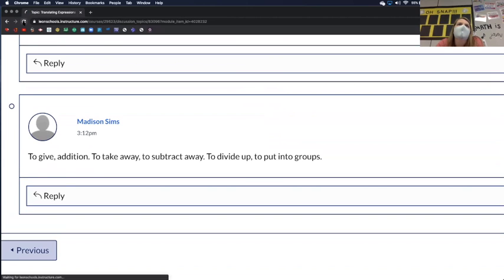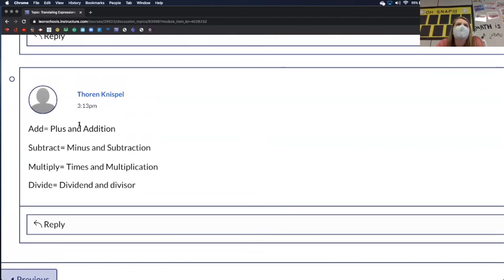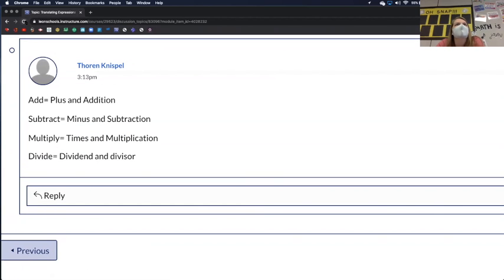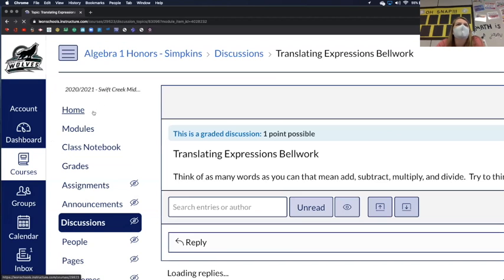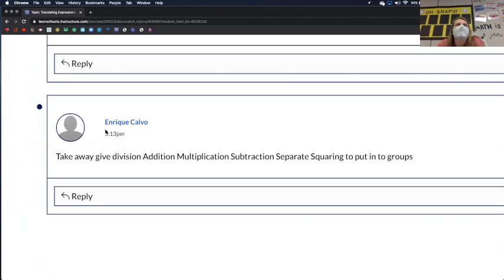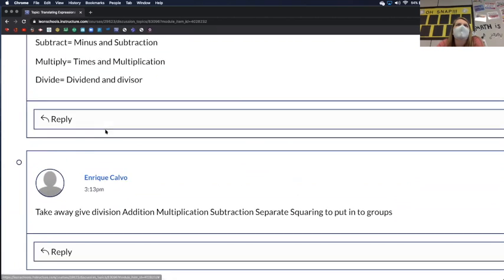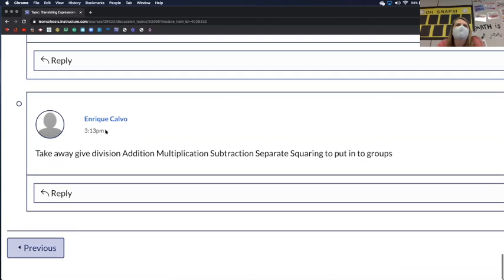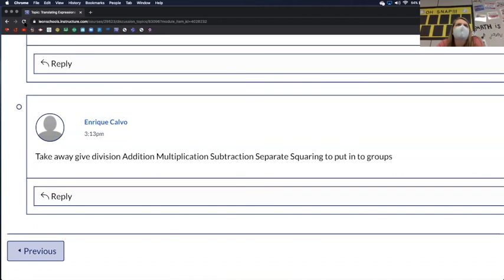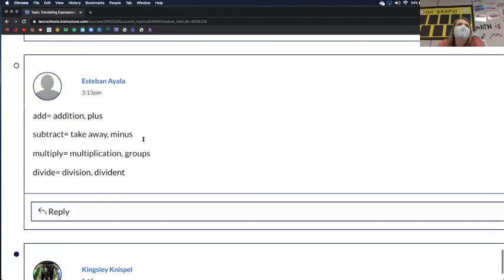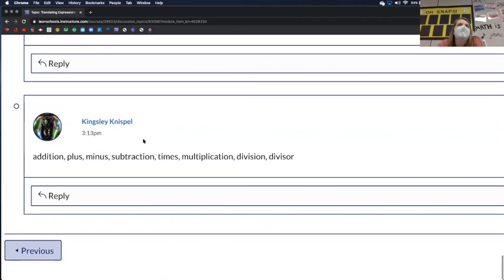One says plus, addition; minus, subtraction; times, multiplication; dividend, divisor. There's another word that I usually use when I talk about division. Does anyone know which one I'm thinking of? Quotient. Yep. Isn't quotient, does not mean to divide, the answer to a division problem? Yeah.